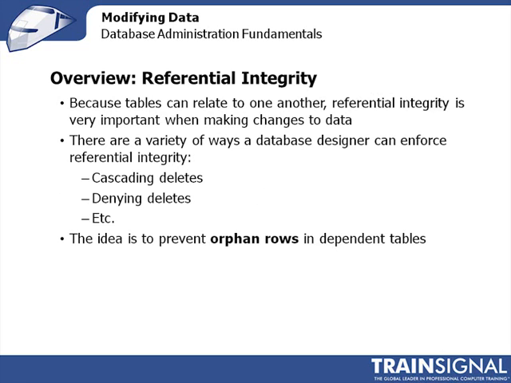Now let's quickly talk about something called referential integrity. Because tables can relate to one another, referential integrity is very important when making changes to data. There are a variety of ways in which a database designer can enforce referential integrity. One is called a cascading delete. They might also set the table up to deny deletes, and there are other approaches. The whole idea behind referential integrity is to prevent orphan rows in dependent tables.